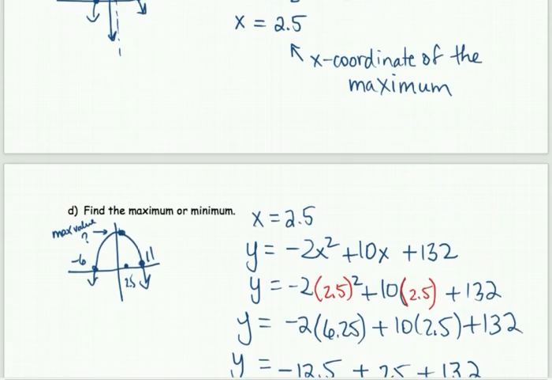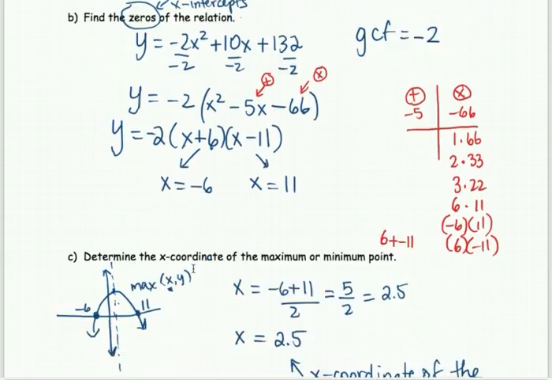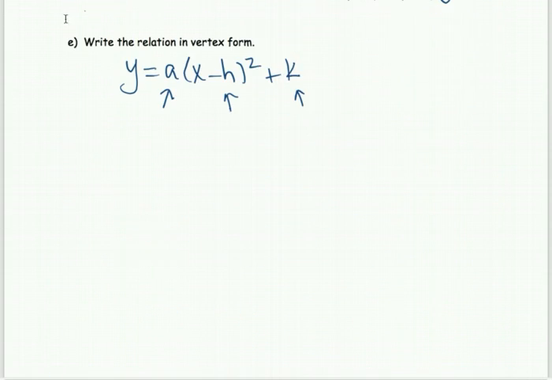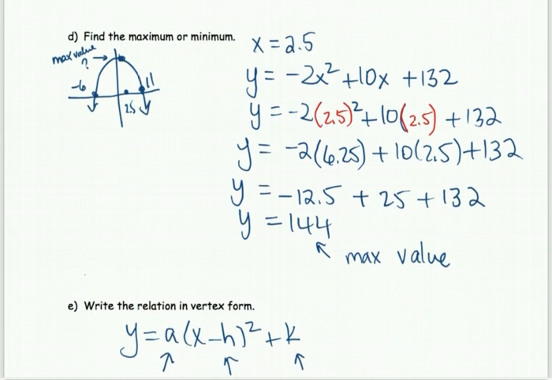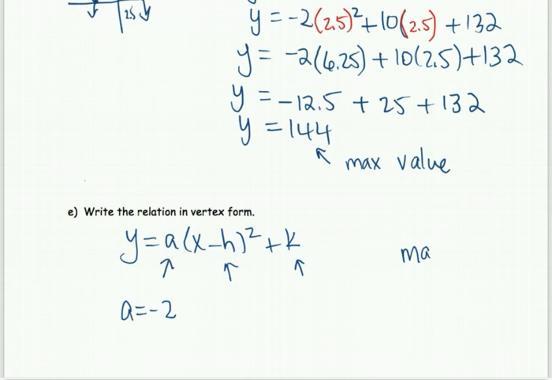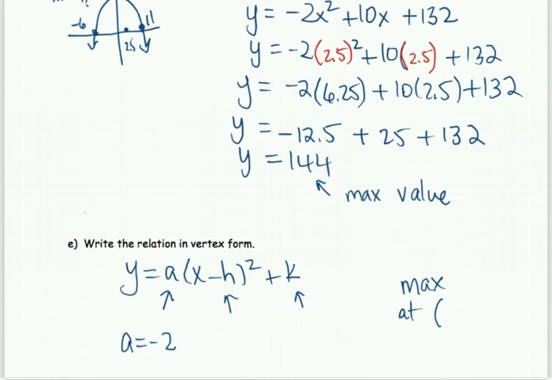If we look back in number 1, see how A was negative 2. That's still the same here, so we're just going to put that there. We know A is equal to negative 2. We did find the max, right? So what was the max? The x value was 2.5, and the y value was 144.